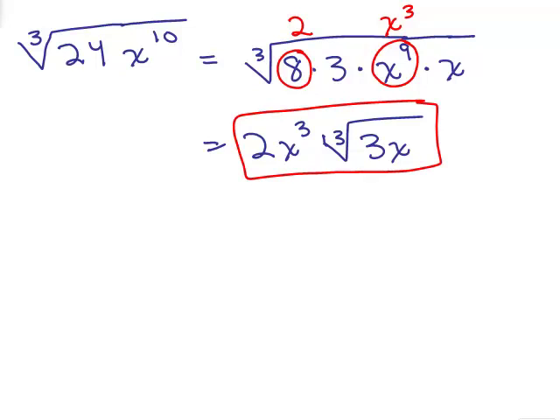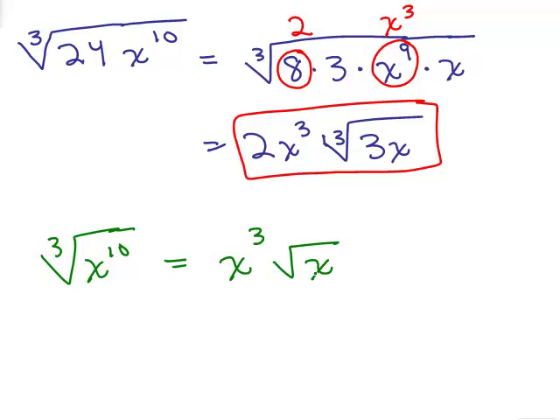Now let's look at this one more time, this cube root of x to the 10th. You might notice that if you divide 3 into 10, it goes 3 times. That's going to tell you how many x's get out, x cubed. Then the remainder is the new exponent inside. So notice what I have here: if I divide 3 into 10, there's the 3, remainder 1.